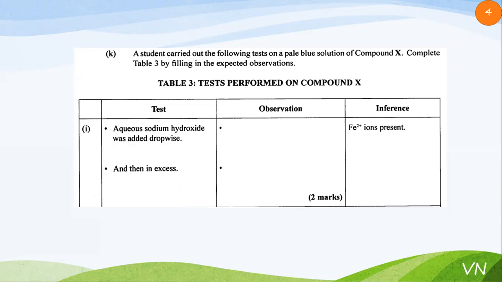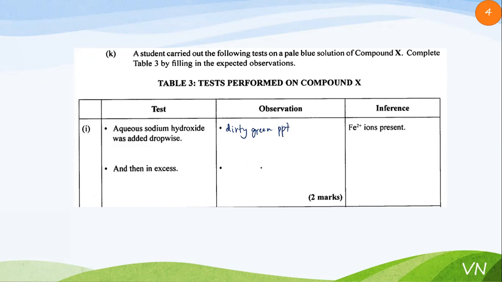So you have to ensure that you're not confusing the iron 2 plus and the iron 3 plus ions, all right? Because later on in the question, they'll be talking about iron 3 plus. So iron 2 plus, that's Fe2 plus. The observation there is that we're going to have a dirty green precipitate. That's when we add sodium hydroxide dropwise.